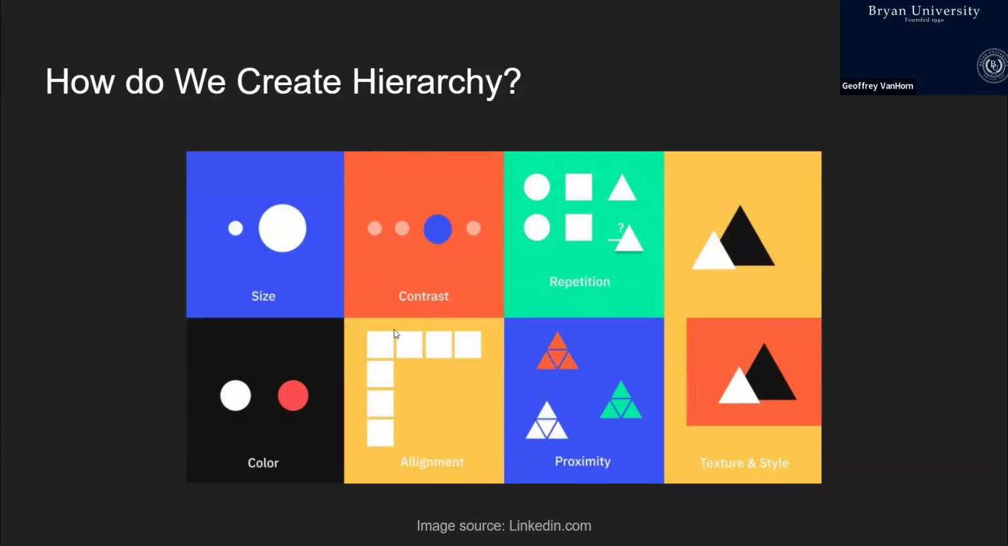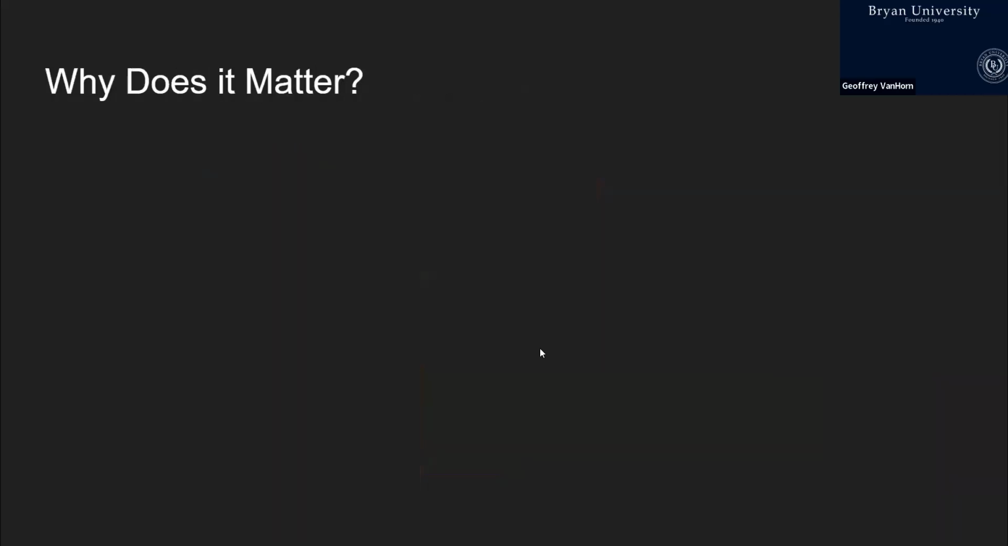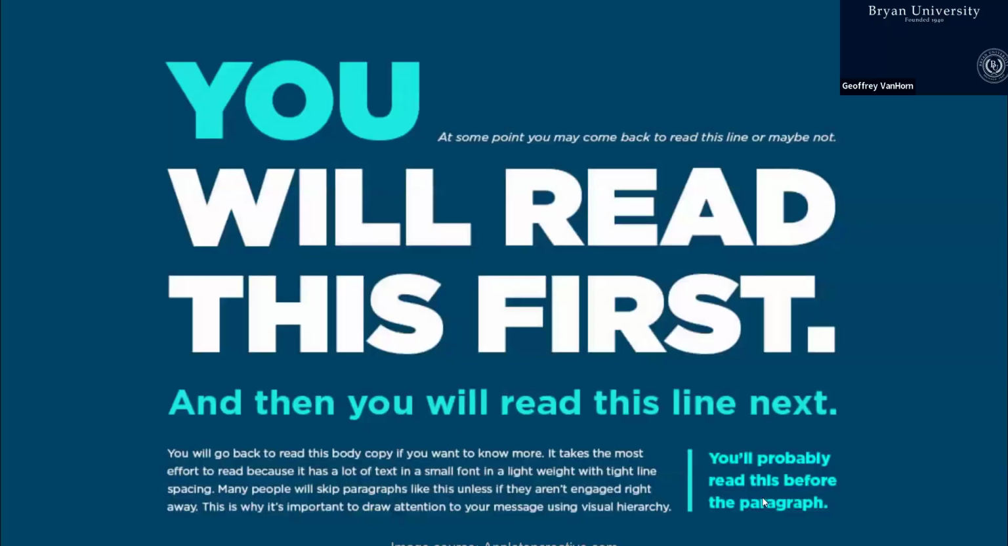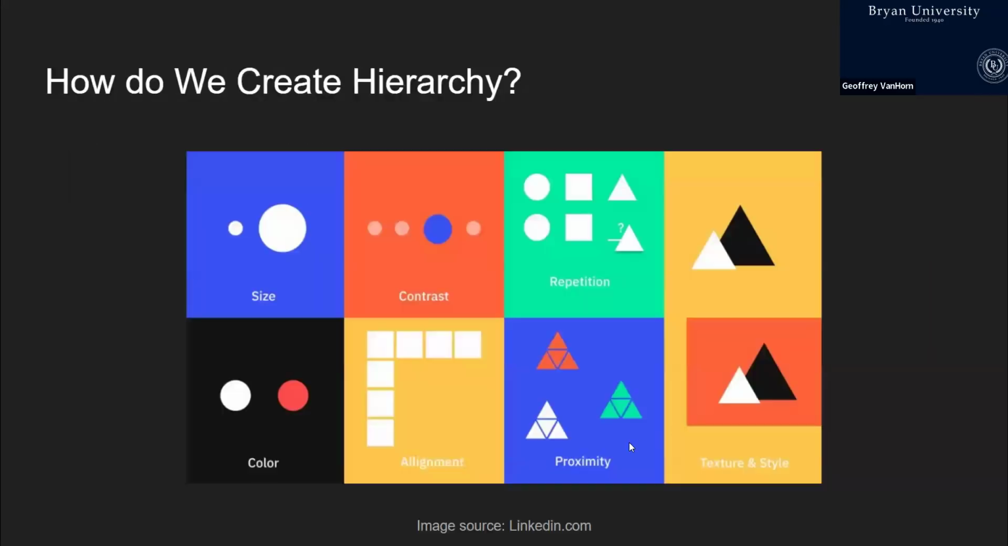Alignment. Everything should always be aligned. You've got to make sure things are aligned because then you can guide your user from one thing to the next thing. Proximity, keeping things in relation to each other, similar colors, keeping them close, having this line to kind of flow and create proximity. Different textures and styles can help things stand out as well.